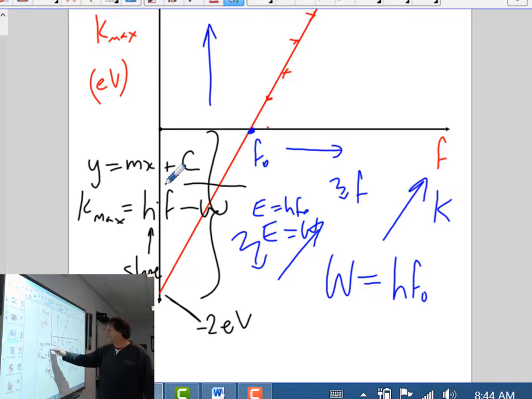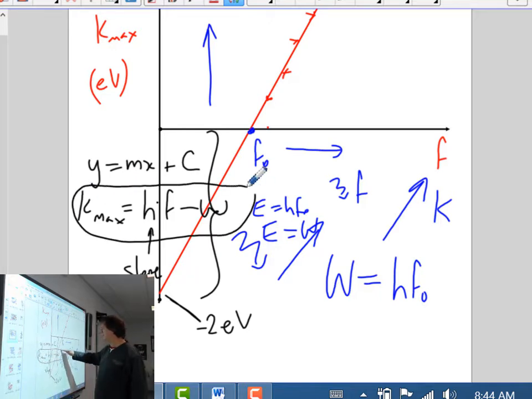Okay, so that there is one of your few linearly dependent pairs of relationships between Kmax and frequency. This is not directly proportional. You've got an intercept here, so this is linearly dependent.